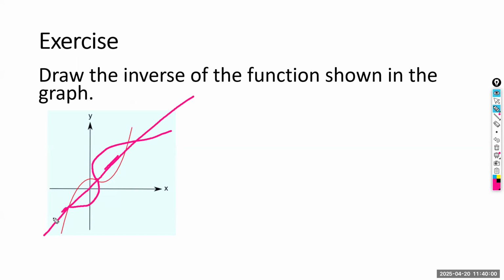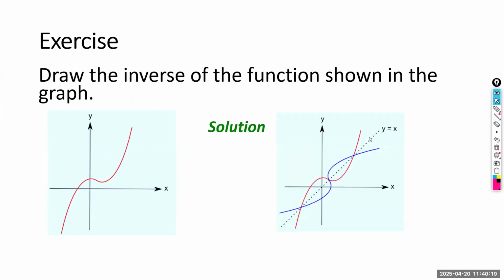Something like this. Okay. So it looks like it is not a function. Right? It is not a function. Of course, this is a function, but its inverse is not a function. Definitely, its inverse is not a function. Okay. So why do we say that its inverse is not a function? So this blue line is the inverse.